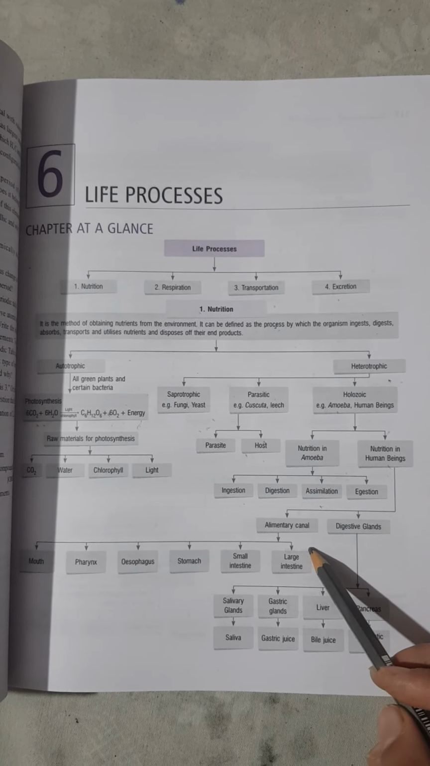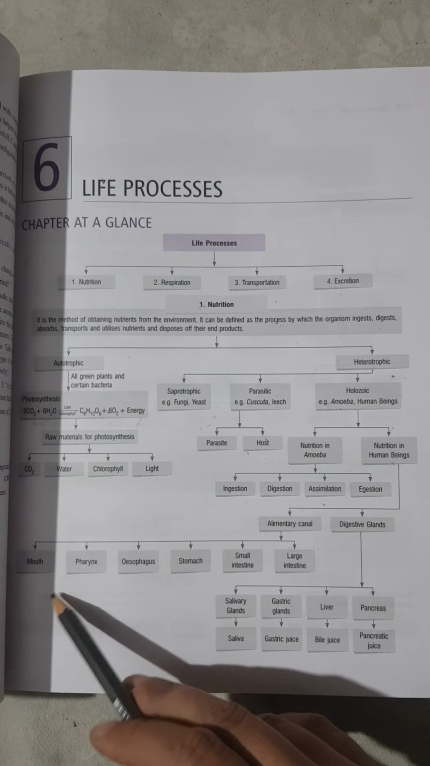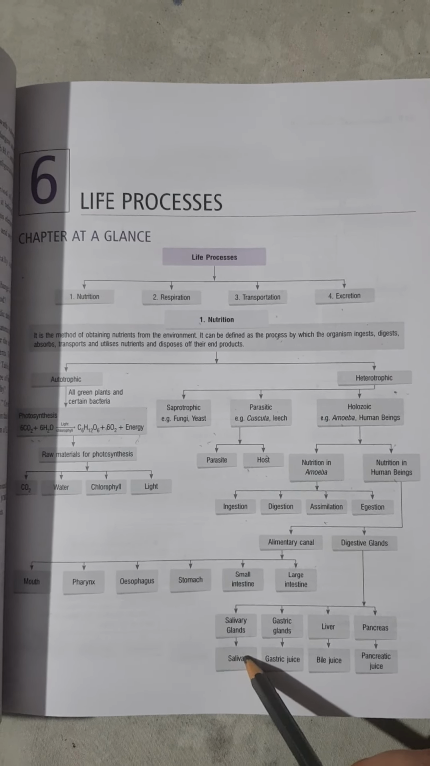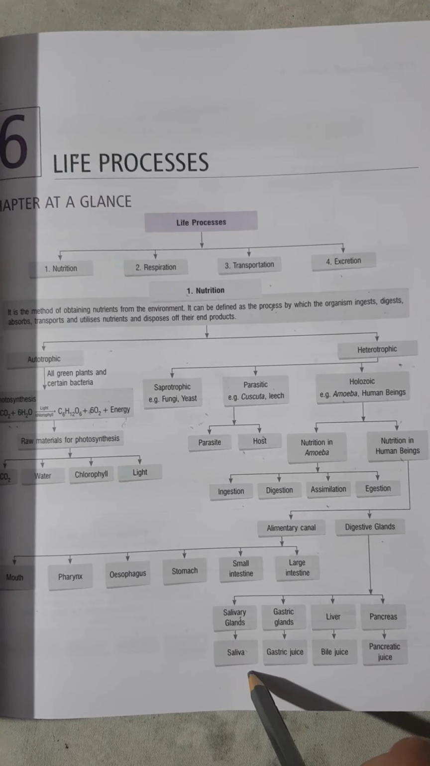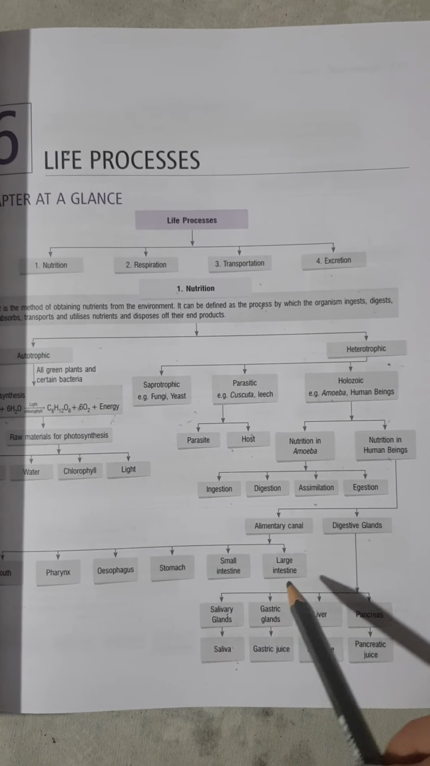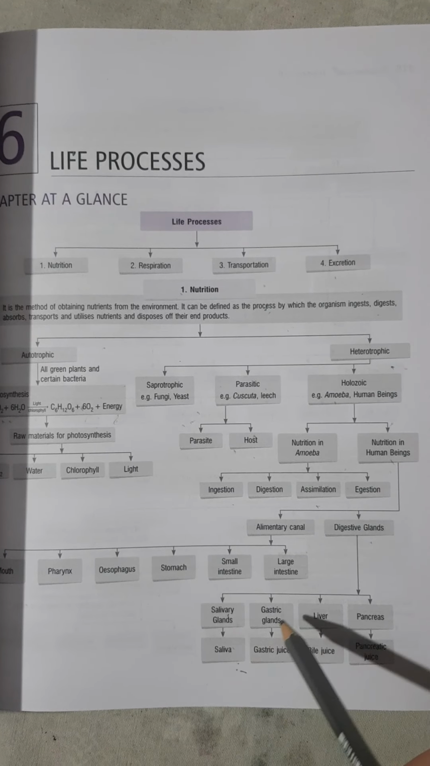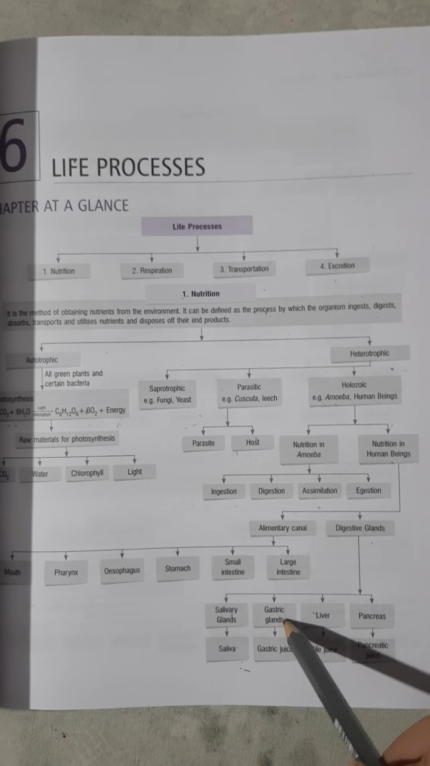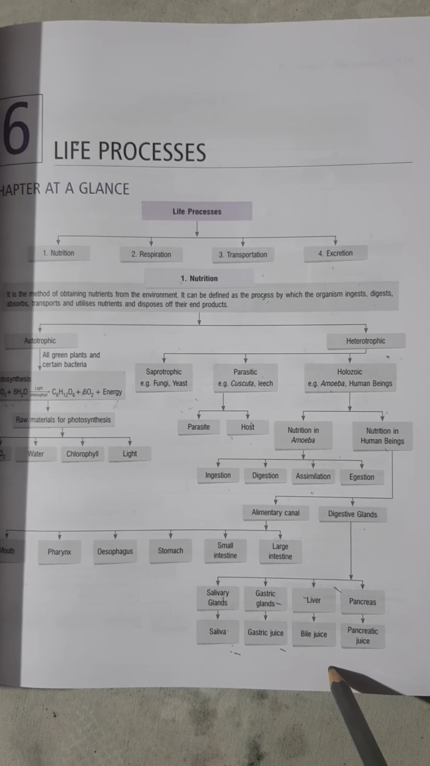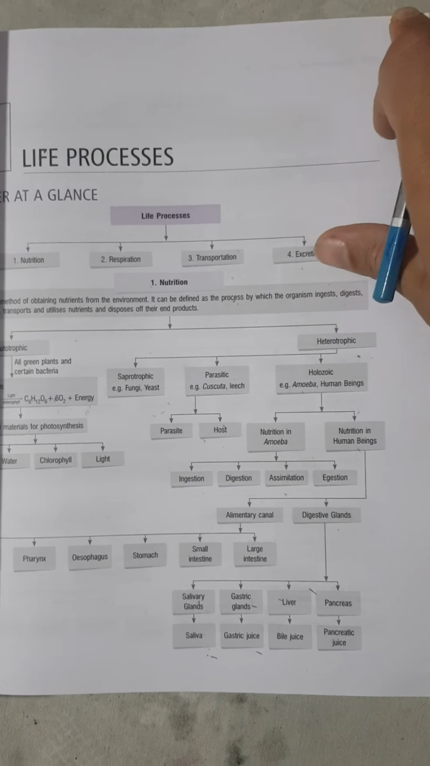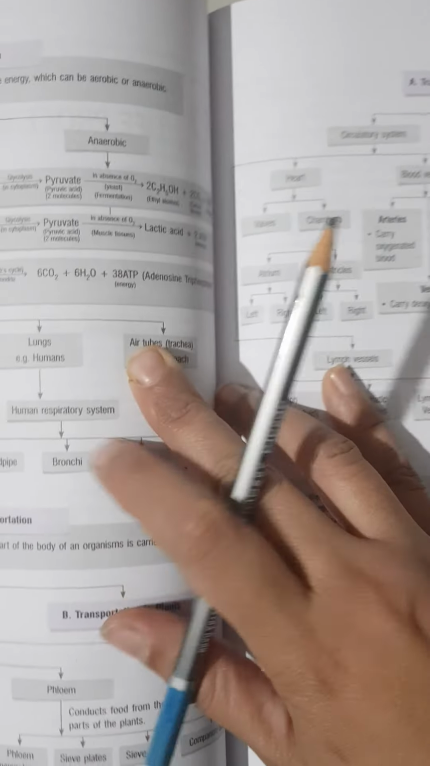Now, in humans, there is the alimentary canal, which starts with the mouth and ends in the anus. Then, there is a pair of salivary glands, which releases saliva and the salivary amylase. Then, gastric glands present in the stomach release gastric juice. The liver releases bile juice, and the pancreas releases pancreatic juice.